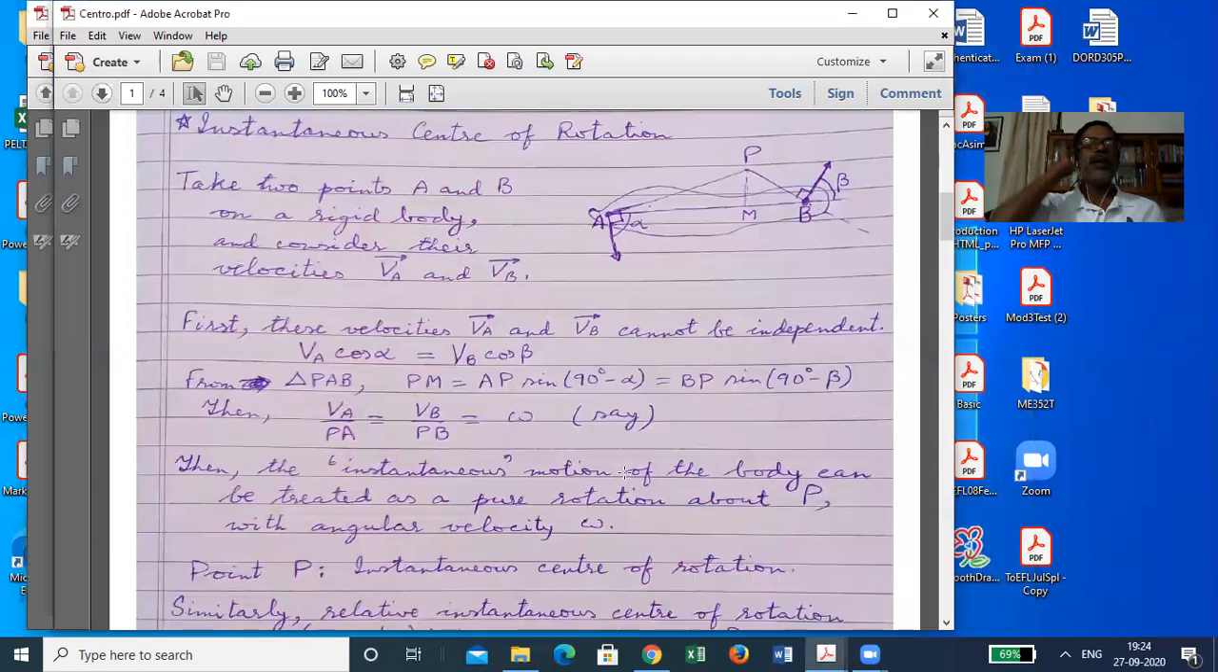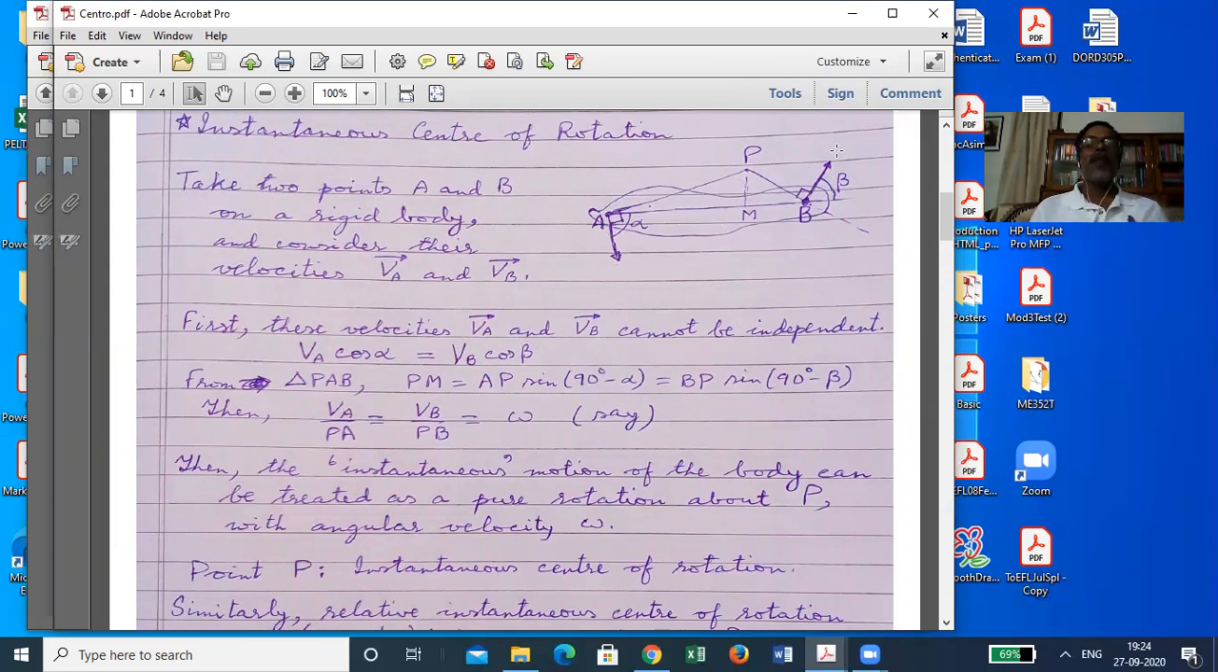To begin with, we take one simple and very cute method, and that is the method of instantaneous center of rotation. What is instantaneous center of rotation? So on a rigid body, take 2 points, point A and point B. Suppose point A has this velocity VA and point B has this velocity VB.